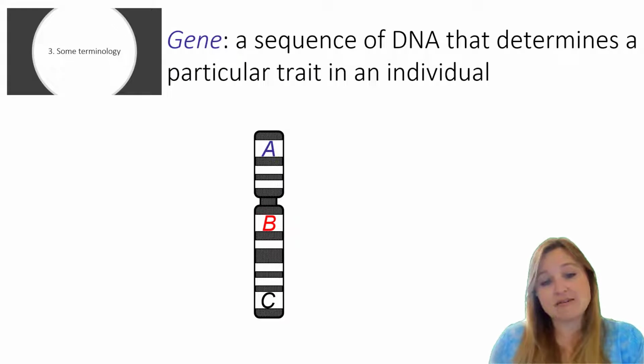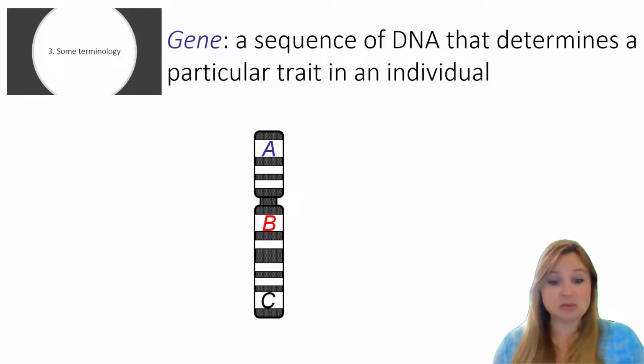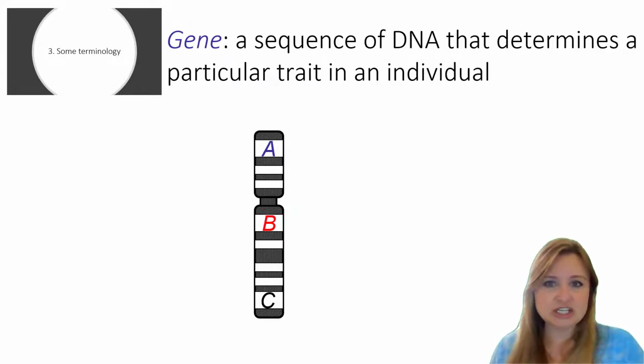So what I have here is just a drawing I made of 1 chromosome. And I put 3 different genes on it, gene A, gene B, and gene C. Now in humans, we have about 20,000 different genes. So in actuality, every chromosome is going to have more than 3 genes. But in this case, we're just looking at 3 genes, gene A, gene B, and gene C.